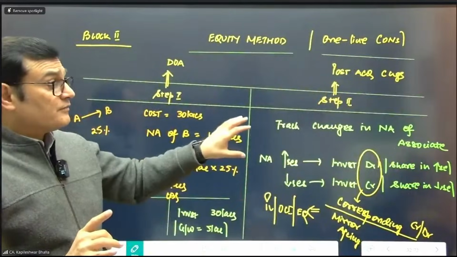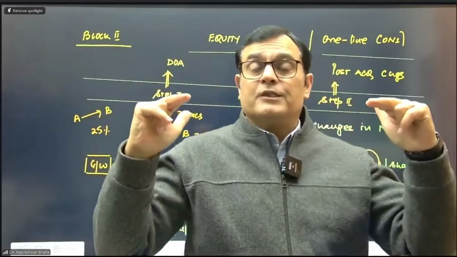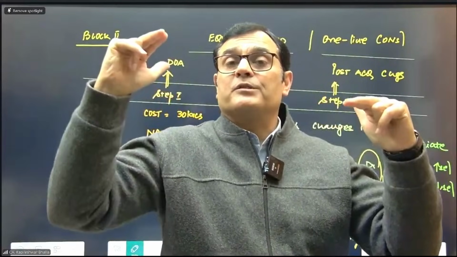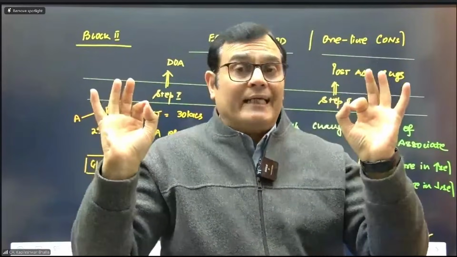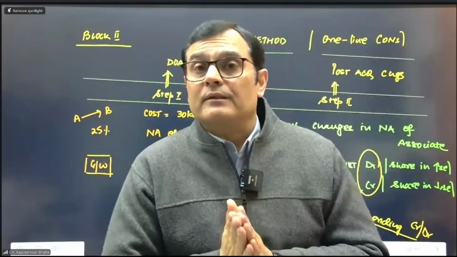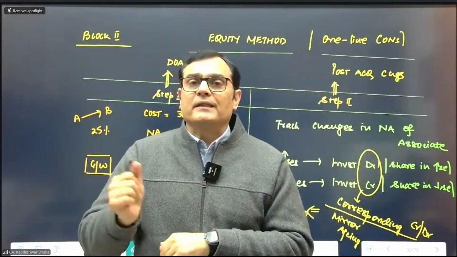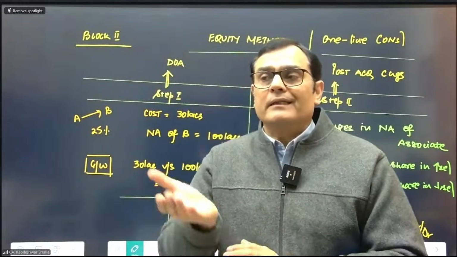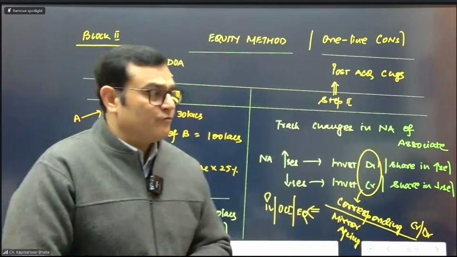Then in terms of step number 2, you'll keep track of the net assets. The associate net asset goes up, investment debit. Net asset goes down, investment credit. And the corresponding credits or debits are the same as the associate. He credits P&L, I credit P&L. He debits OCI, I debit OCI. A mirror accounting will follow.